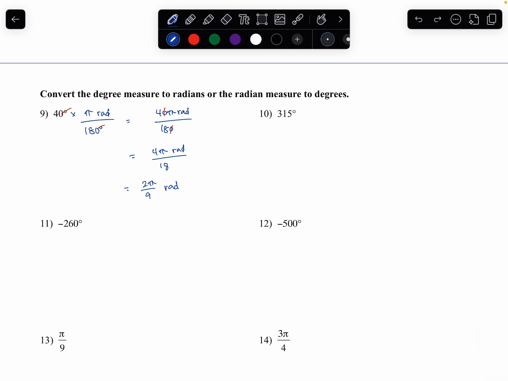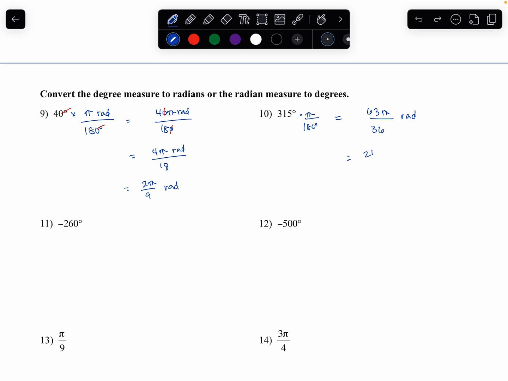So I'm going to multiply by pi over 180 degrees. So 315 is divisible by 5. That's going to become 63 pi over 180. That's divisible by 5 over 36 radians. Yeah, those are actually both divisible by 3. So 63 divided by 3 is going to be 21 pi over 36 divided by 3, that's going to be 12.